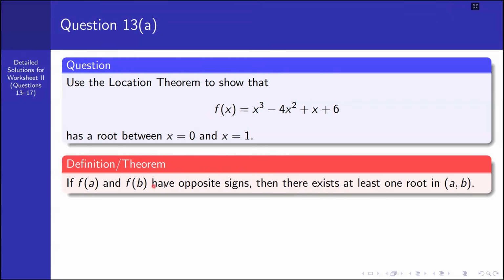If f of a and f of b have opposite signs, then there exists at least one root between a and b. That means when a and b are any two real numbers, whether a is less than b or a is greater than b, and if the product of the functional values of a and b with respect to the given function f of x is negative, strictly less than 0, that will be an indication of the existence of at least one root for the given function f of x.